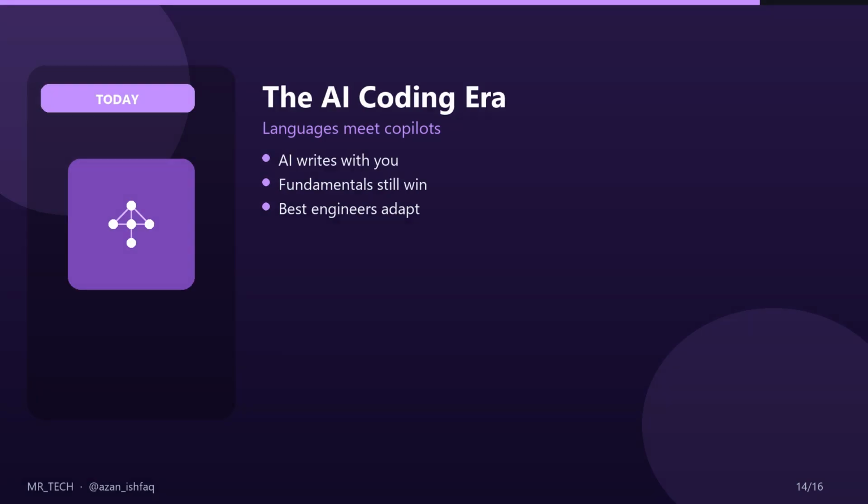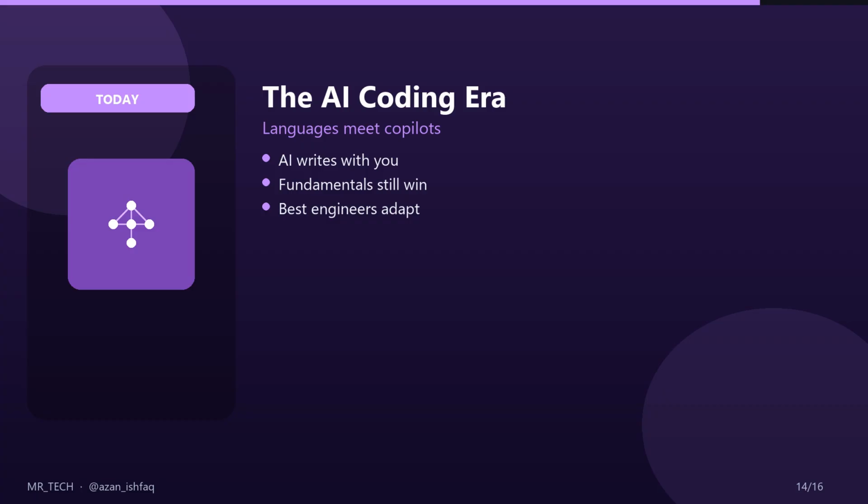Now we enter the AI coding era. Assistants can generate functions, tests, refactors, and even whole modules in seconds. That does not end programming languages, it raises the value of understanding them. If you know Python, JavaScript, SQL, and systems thinking, AI becomes a multiplier. If you know nothing, AI becomes a confusion machine that produces code you cannot debug.